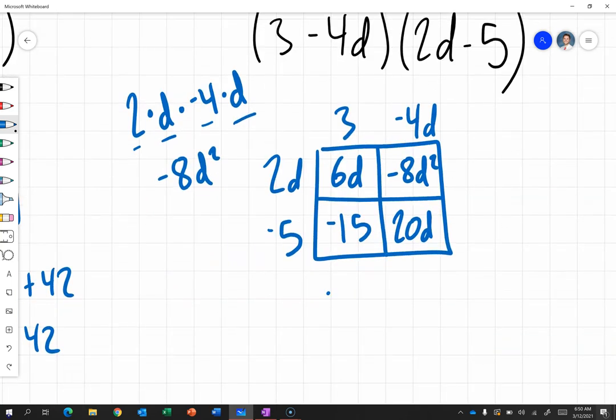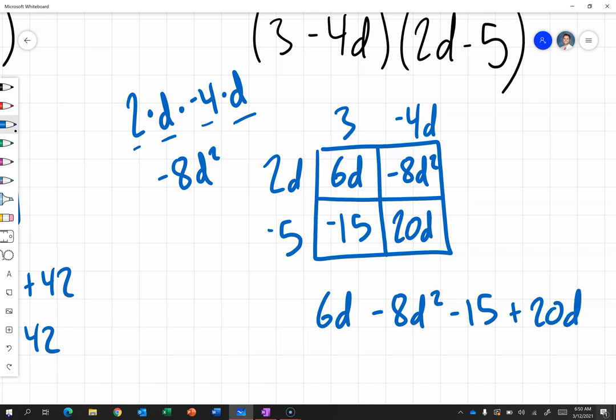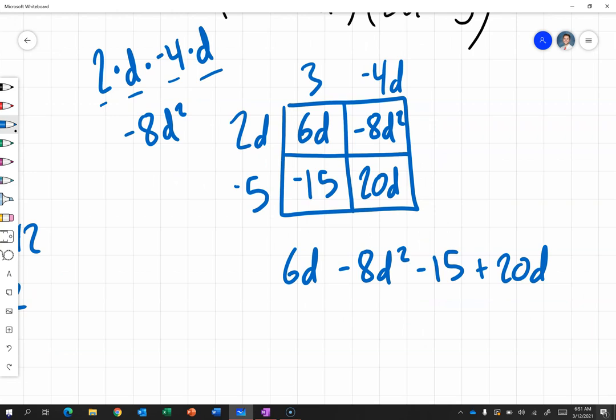Okay, then we can go ahead and write all of these out. 6d minus 8d squared minus 15 plus 20d. And then we obviously want to combine like terms here and put it in standard form. So negative 8d squared would be our first term. Then we have 6d plus 20d, which is 26d. Minus 15.